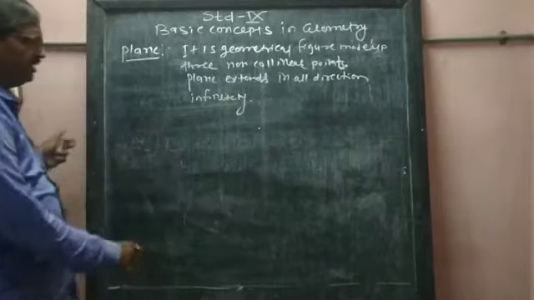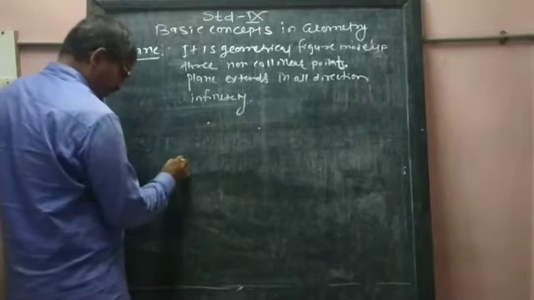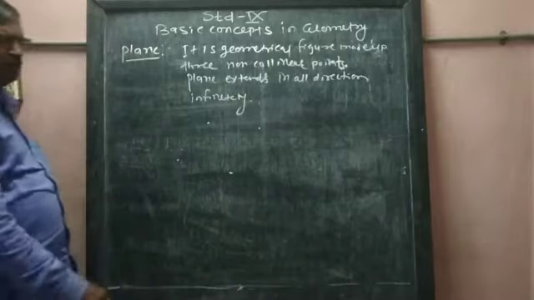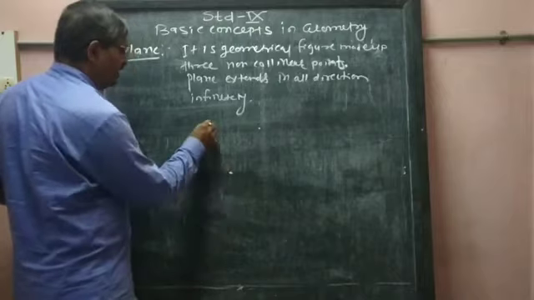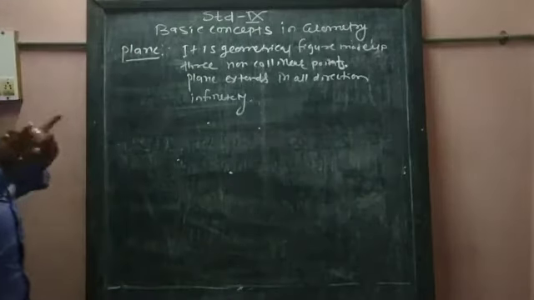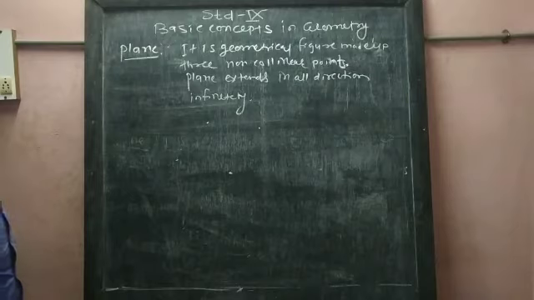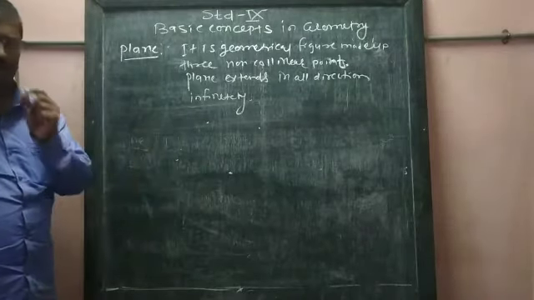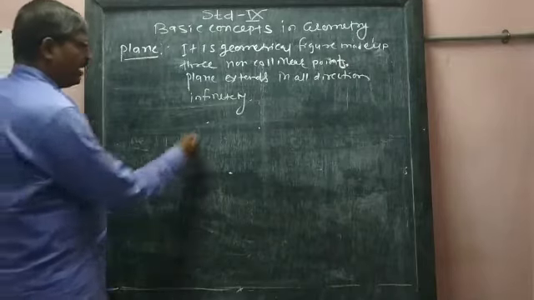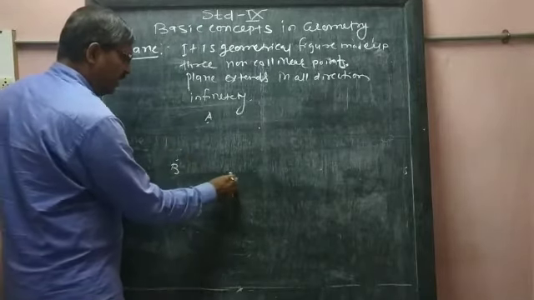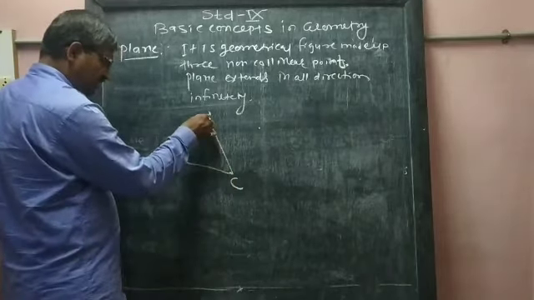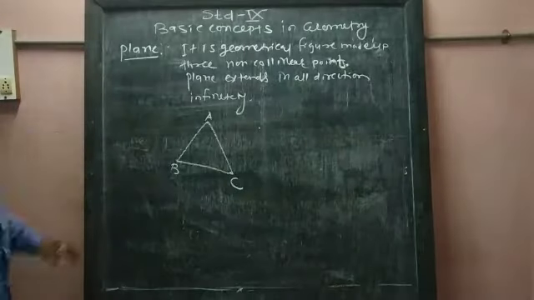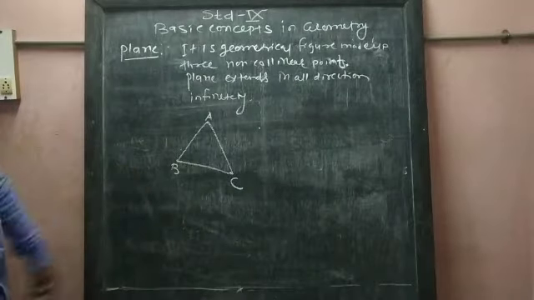Means what, that we will see. Suppose here are 3 points. These 3 points are non-collinear points. Non-collinear means no 3 points should come in one line; actually 2 points are always collinear, but no 3 points should come in one line. So here it is A, here it is B, and here it is C. Then when AB, BC and AC are joined, you get the figure that is called a plane.